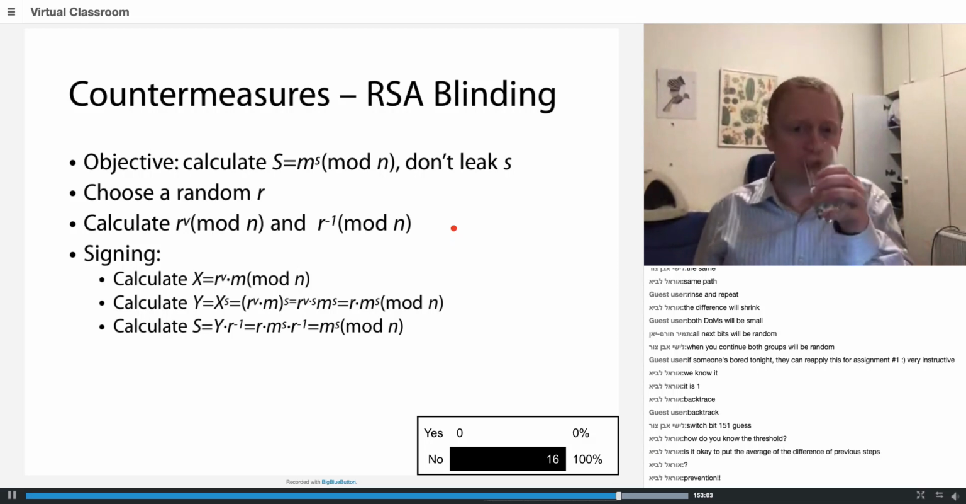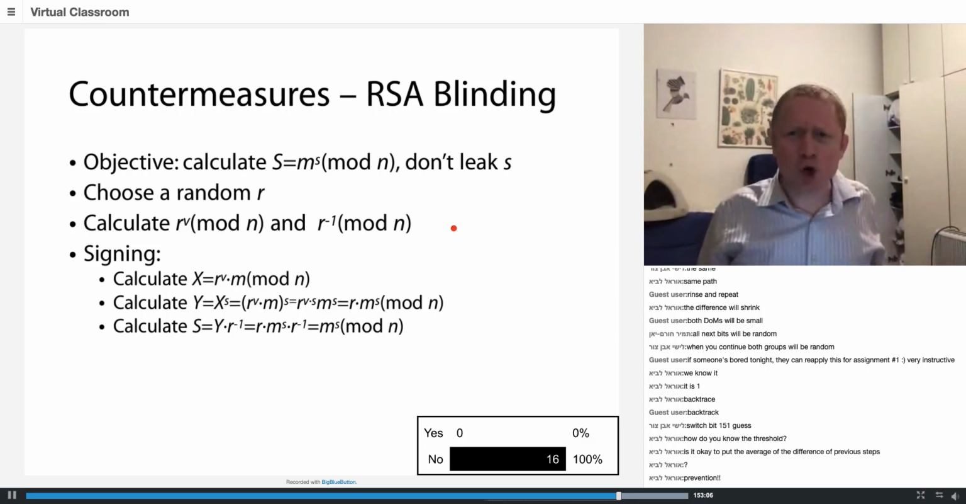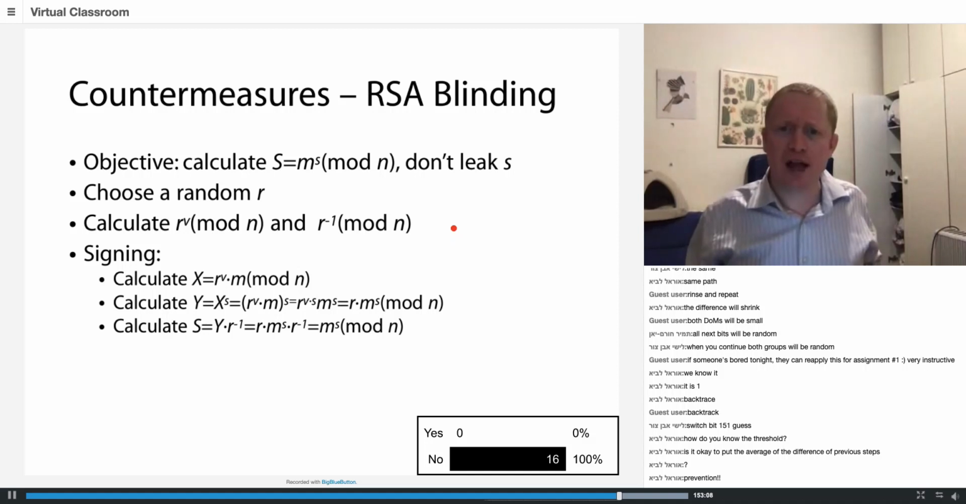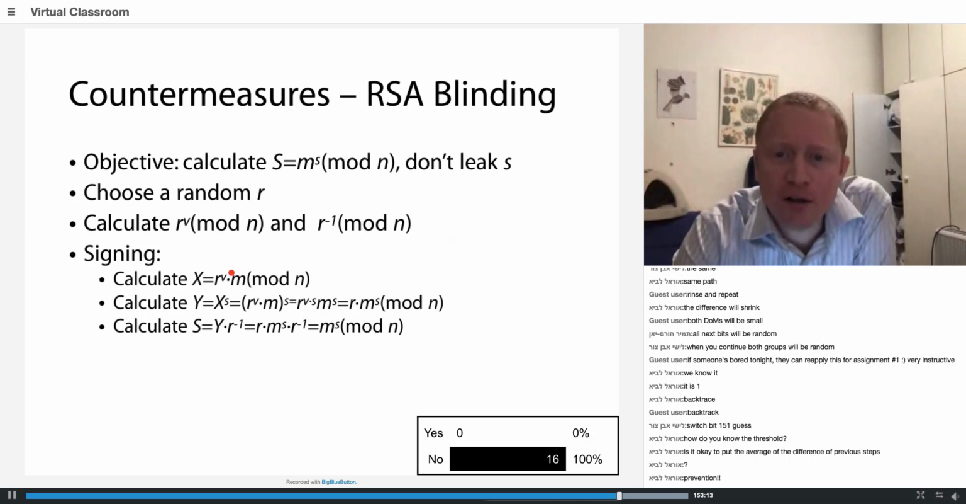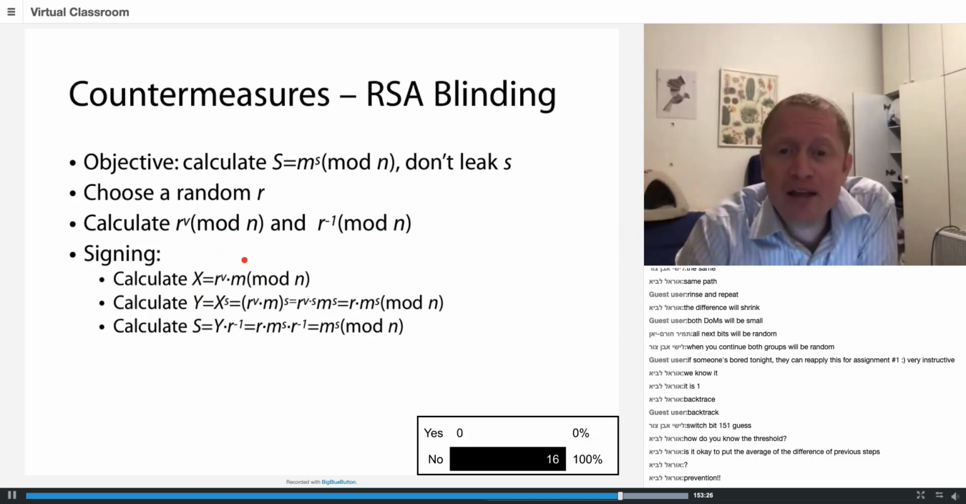And now it's showtime. Now you get a message M, and you need to sign it. And now I'll show you how you blind it. First of all, you calculate X, which is equal to R to the power of V times M modulo N. Where did R to the power of V come from? We calculated it earlier. Is there any secret information in the calculation of X? Are there any secret inputs here? The answer, of course, is no.